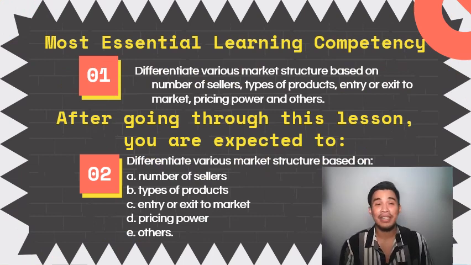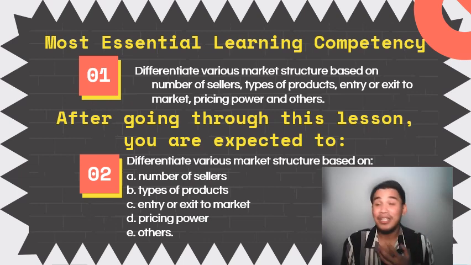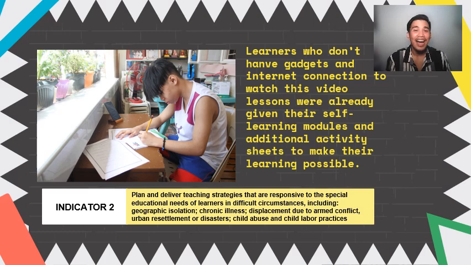So before we proceed with our discussion, let me share to you first our most essential learning competency, and that is differentiate various market structure based on number of sellers, types of products, entry or exit to market, pricing power, and others. And here are our objectives for this lesson. That is to differentiate various market structure based on number of sellers, types of products, entry or exit to market, pricing power, and others. Kaya naman, let us start.